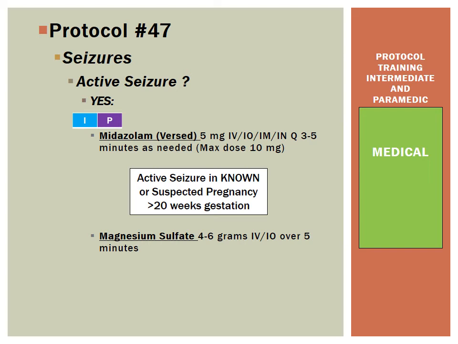Now, we do want to assess, and if we have active seizing in known or suspected pregnancy greater than 20 weeks gestation, we will administer magnesium sulfate at 4 to 6 grams IV/IO over 5 minutes for eclampsia.